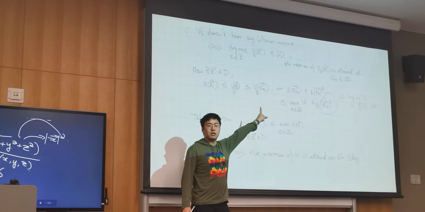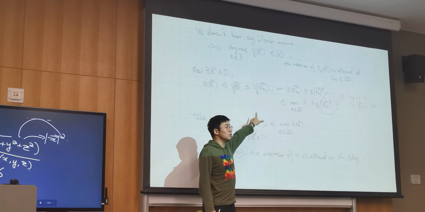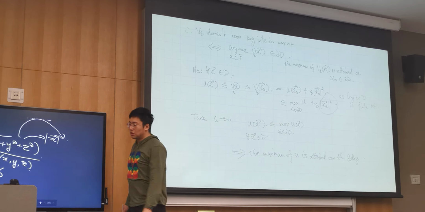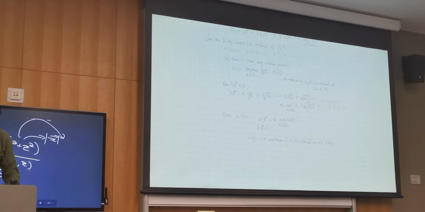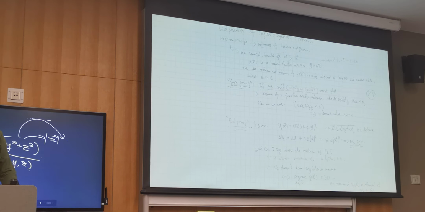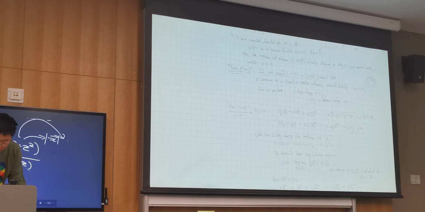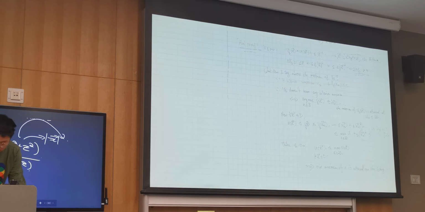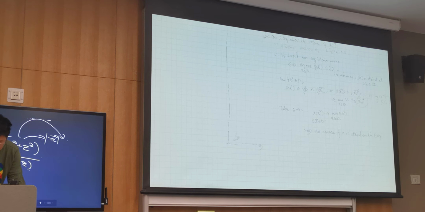Is there anything that's unclear in this step? I hope everything is clear. So this is the whole proof, the full proof, the real proof for the maximum principle. And we will be using the maximum principle to derive the uniqueness.